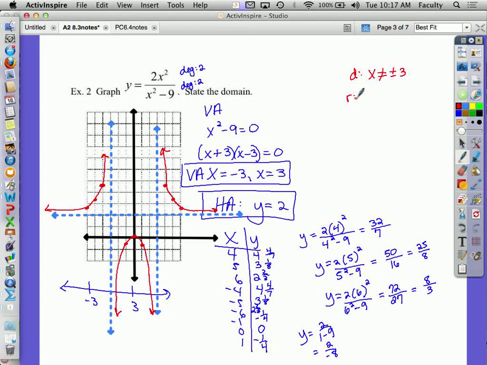Now the range. I need you guys to just stay with me on this range and think about it. Y is greater than 2, or y is less than or equal to 0. I want you to stop and think about this one. I want you to notice there's this big gap from the horizontal asymptote to the next point. It's not ever going to come up in that region.